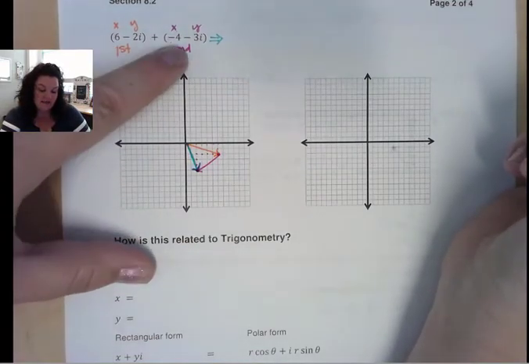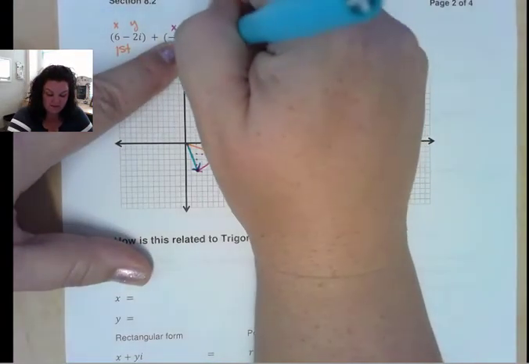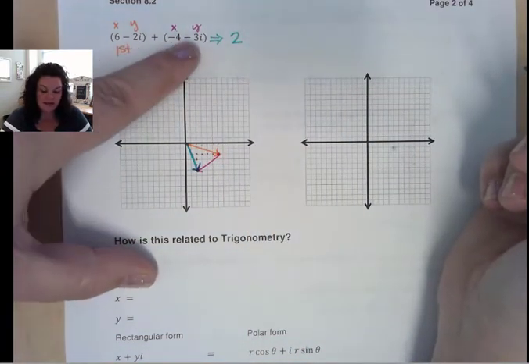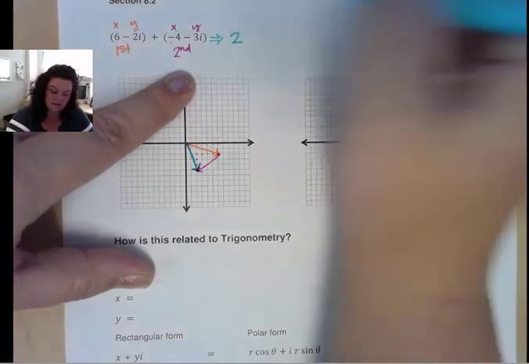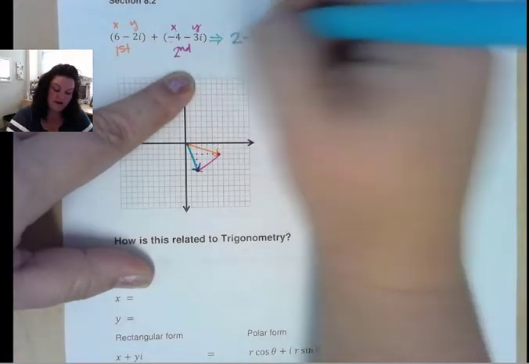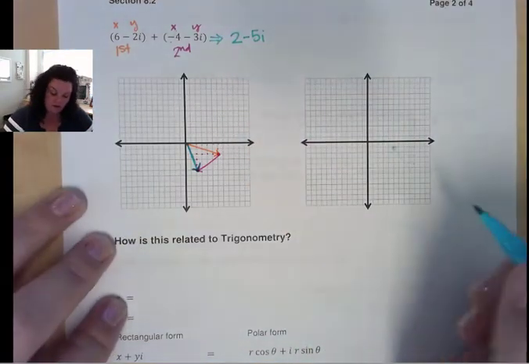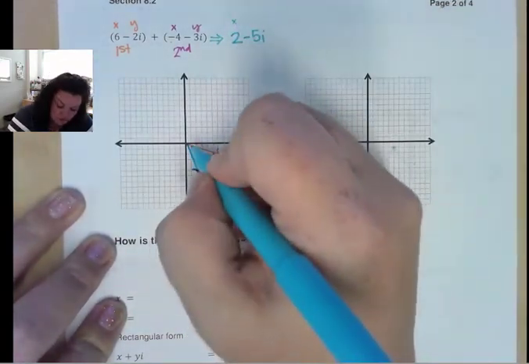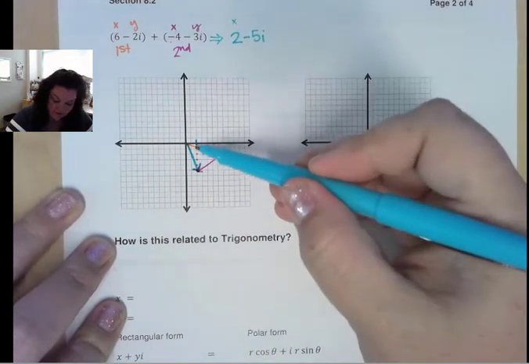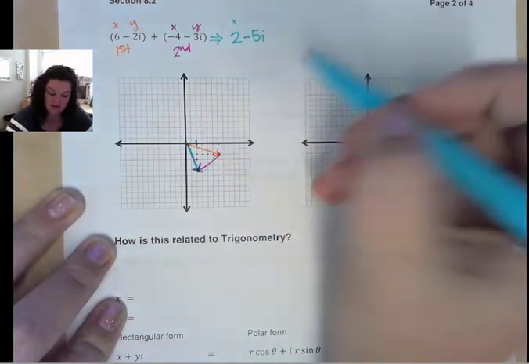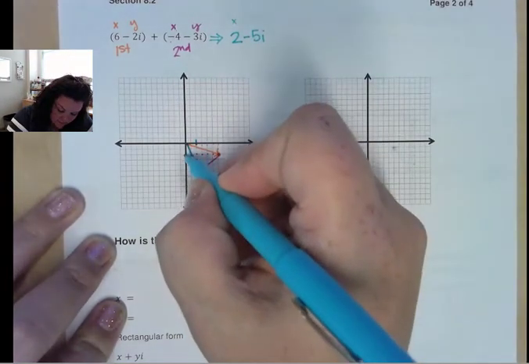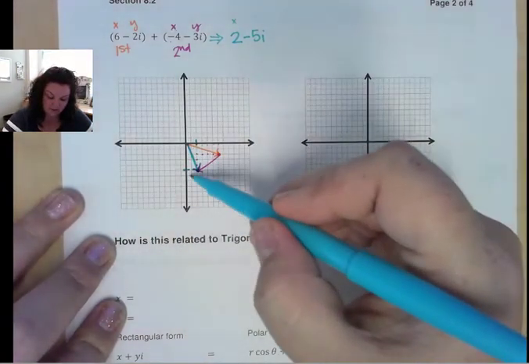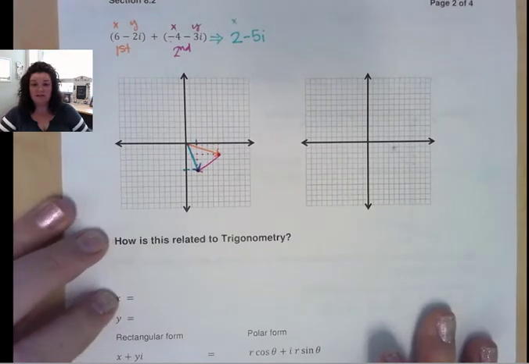If I do 6 and I combine it with -4, that gives me a 2. If I combine -2i and -3i, that gives me -5i, right? So that means on my x-axis, I should be going to 2, which notice my vector is at 2. And then on my y-axis, 1, 2, 3, 4, 5, I should be down at -5. So I can double check that I ended up with the correct answer.